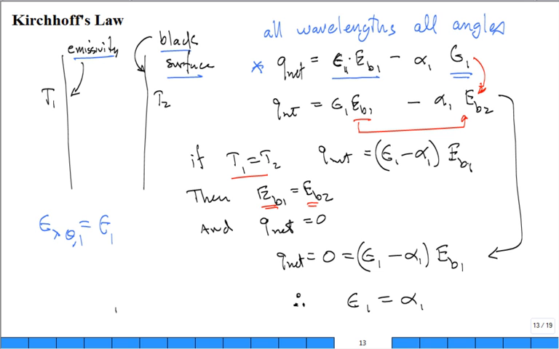They're the same. And if T1 is equal to T2, not only is EB1 equal to EB2, but also Q net is equal to 0. So if Q net is equal to 0, either part of the product is equal to 0, or that part is equal to 0. We know EB1 is not equal to 0, so what do we conclude? And that's the big conclusion of Kirchhoff's law, that the absorptivity is equal to the emissivity. But there's a number of little restrictions in this, and I'll get to it.